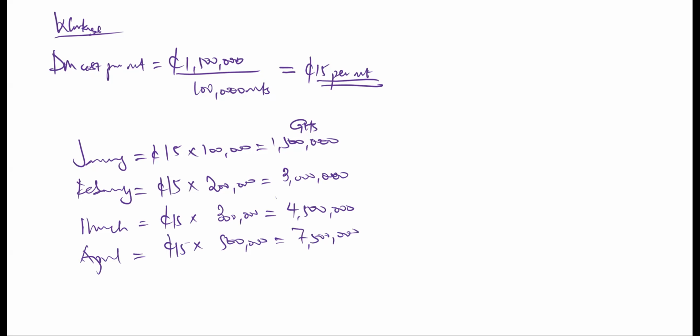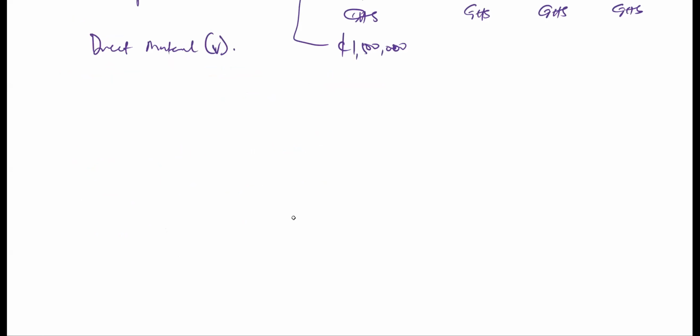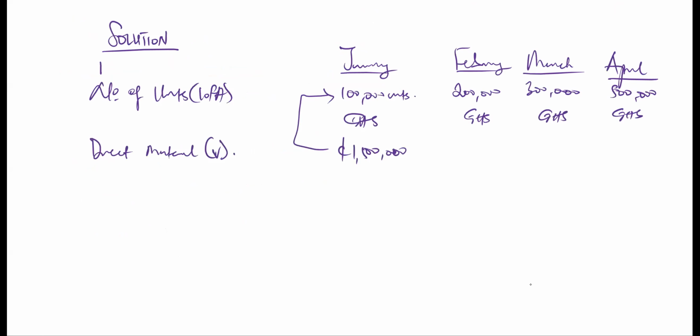Since our costing data has been lost, we can still update this. Let's go back and update. 3 million, 4.5 million, and then 7.5 million. You see how easy this is? Once we know one, we can do all of it. True or false? True.